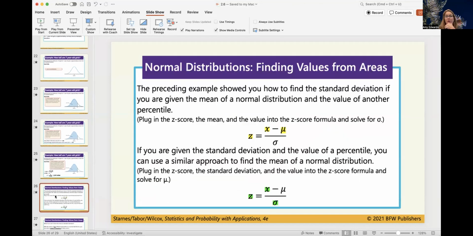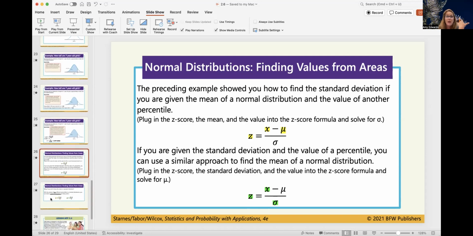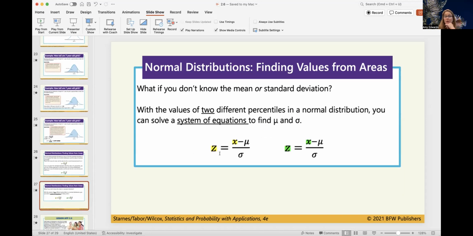Now, again, you're going to need to know this formula. Z equals x minus the mean divided by standard deviation. Because you're going to need the z-score, the mean, and x if you're solving for standard deviation. If you're solving for the mean, then you're going to have the z-score, the x, and the standard deviation.